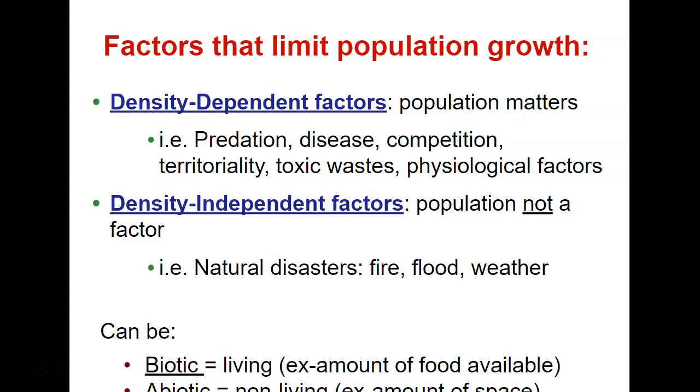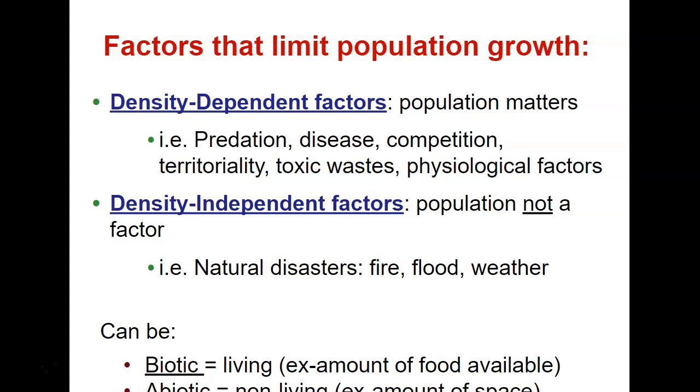Things that are density independent are where population doesn't matter, meaning that it would be of equal importance if you had a ton of individuals or not so many individuals. And this is where things like natural disasters come in. A fire is going to be a fire regardless of how many individuals are living in a tree, or a flood, or random weather things.